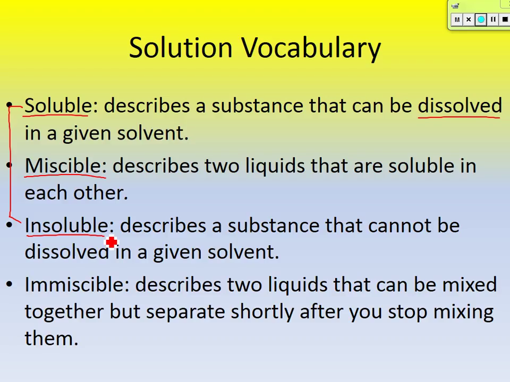And finally, the opposite of miscible is immiscible. It describes two liquids that can be mixed, but shortly after you stop mixing them, they will separate. What's an example of two immiscible liquids? Oil and water. Perfect. You can put oil in water and mix it around, and it will look mixed. But what happens right when you stop mixing it? It separates again. The oil goes to the top and the water stays on the bottom. Very good.